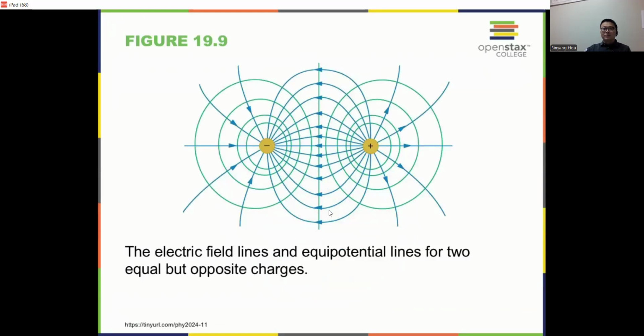In the lab, this is what we're going to do. There will be a positive charge and a negative charge, and then you're going to draw electric field lines. We know that field lines start from positive charge and end at negative charge, and then from infinity to negative charge, from positive charge to infinity. The green lines are again just the equipotential lines. Okay.